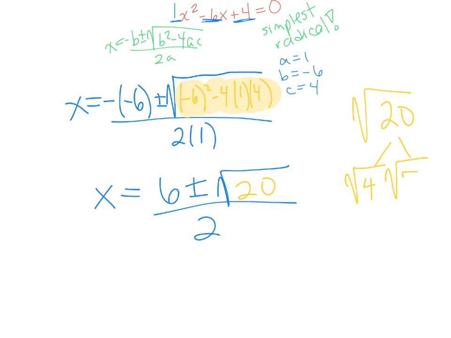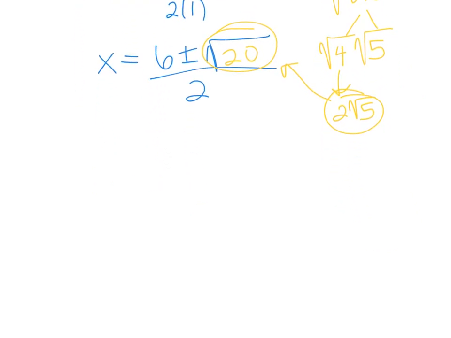You got it. 4 and 5. What's the square root of 4? 4 is our perfect square. Good. The square root of 4 is just 2. So I have 2 radical 5. This whole thing, guys, replaces this. So I'm going to rewrite this. I have x equals 6 plus or minus 2 radical 5 all over 2.